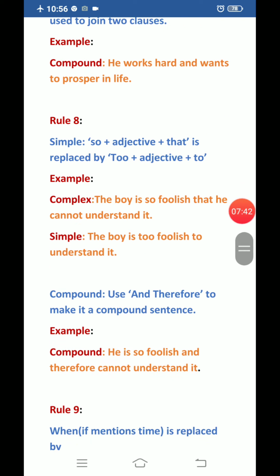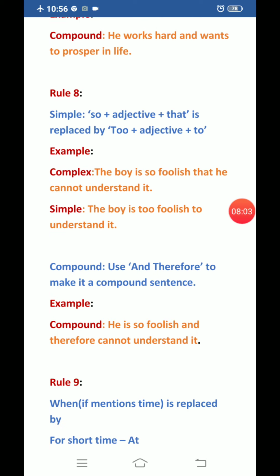Rule number 8. From complex to simple sentences. Rule to be followed for simple sentence: "so plus adjective plus that" is replaced by "too plus adjective plus to." Example, complex sentence: The boy is so foolish that he cannot understand it. Simple sentence: The boy is too foolish to understand it.